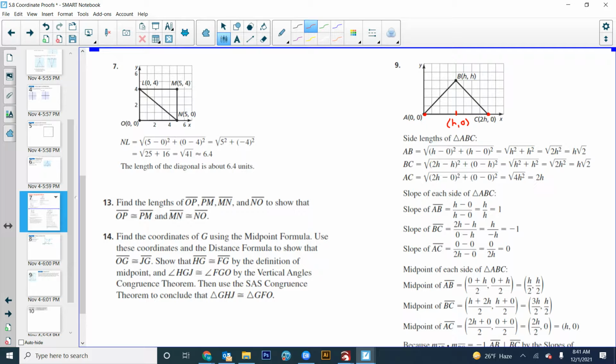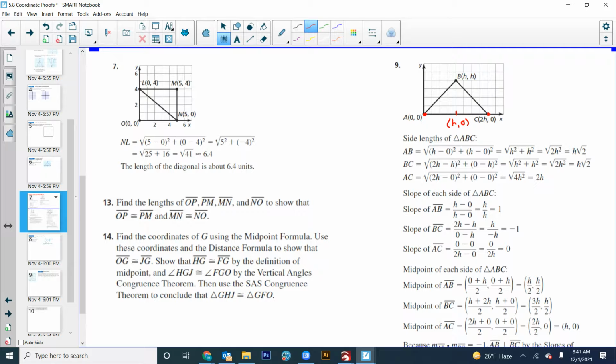Then what? Now we have to do the lengths of the side. So H minus 0 squared plus H minus 0 squared. You get H squared plus H squared, which is 2H squared. Are you guys okay with that? H squared plus H squared is 2H squared. I showed you this in class yesterday. The 2K squared under the square root, I showed you how that's K radical 2. This is H radical 2. Good with that.